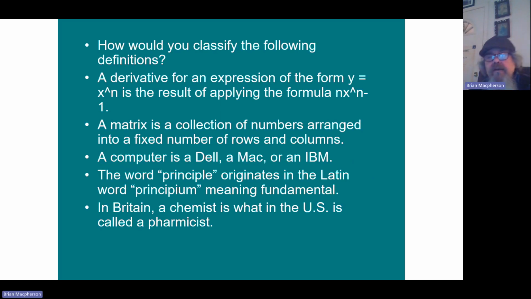So just for practice, what if we try to classify the following definitions in terms of whether or not they're intentional or extensional? Let me look at the first one. A derivative for an expression of the form y equals x to the exponent n is a result of applying the formula n times x to the n minus 1.